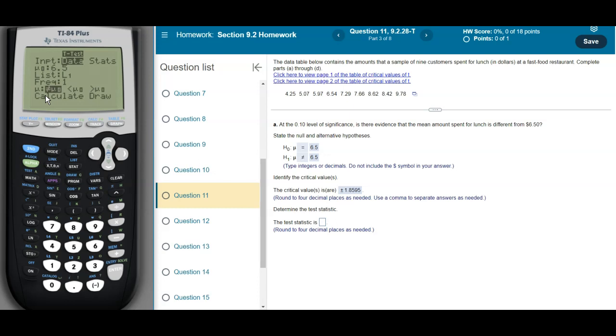And this is the statement of H1. So H1, you can see it right here on the screen, mu different than 6.5. So mu different than mu0. Remember, mu0 is 6.5. All right, and you're all set. So you're going to go and calculate, enter. And then you get all the data that you need.